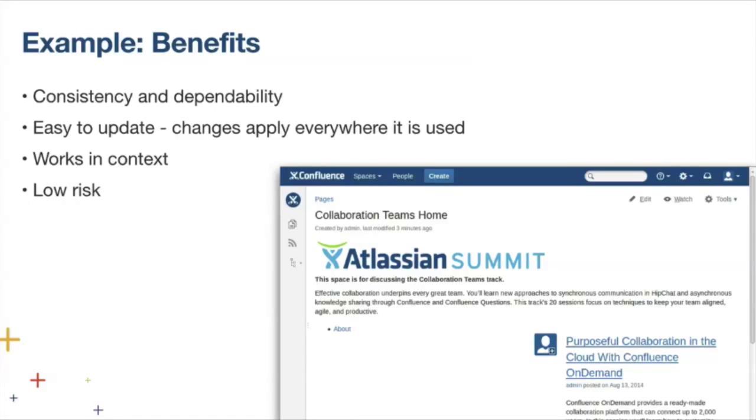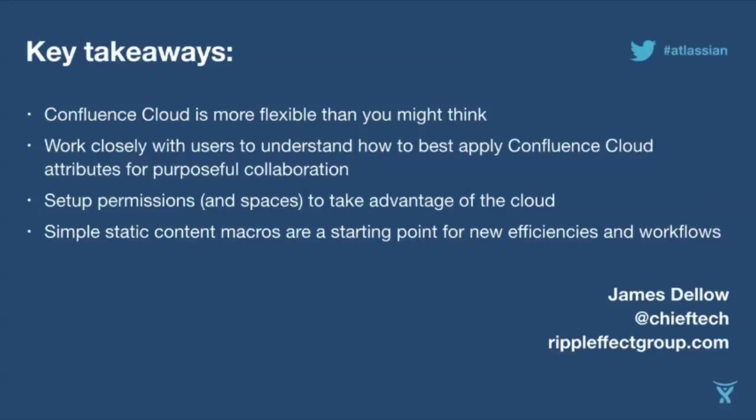Just to summarize very quickly then, I think Confluence Cloud is much more flexible than you might think. You need to work closely with users to understand how to best apply Confluence Cloud attributes for purposeful collaboration. Don't just build stuff because it's cool. Go and talk to people. Set up your permissions and spaces to take advantage of the cloud, the idea that it's externally accessible. It's not like an on-premise version of Confluence. And simple static content macros are a starting point for new efficiencies and workflows.